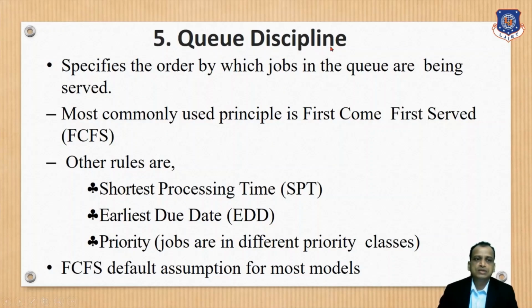Next is queuing discipline. Now in our syllabus, we have the most commonly used principle, which is first come, first served, FCFS. The customer who comes first will be served first. What are some other ones? Shortest processing time. This is followed in industries, right? During the assembly or processing times. Next is earliest due date. This is followed in project management. Priority, where jobs are in different priority classes. This is also followed in industries. FCFS is the default assumption for most models, and FCFS is also relevant to our syllabus.